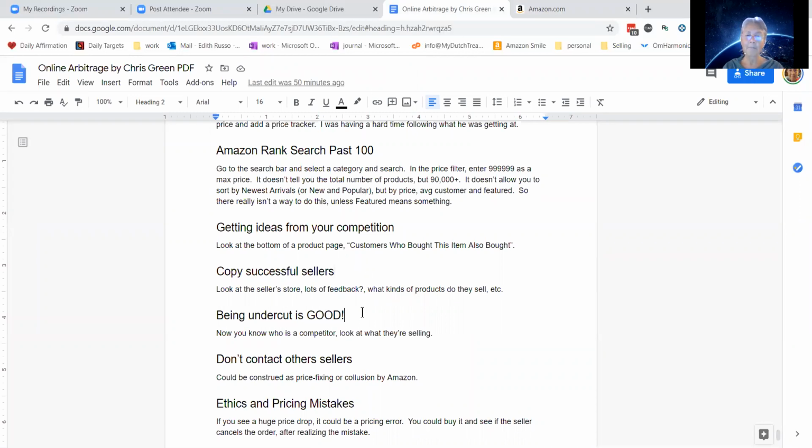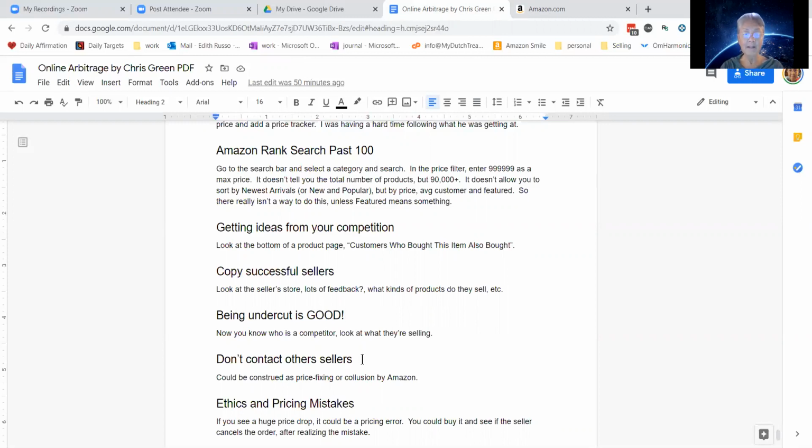And kind of a mindset, if someone is undercutting you, consider that a good thing. Somebody has found your product and they are trying to sell it and they're trying to compete against you. So consider it a good thing. And then also, that's another place to look at that seller and see what kind of items they sell, and you can compete against them.